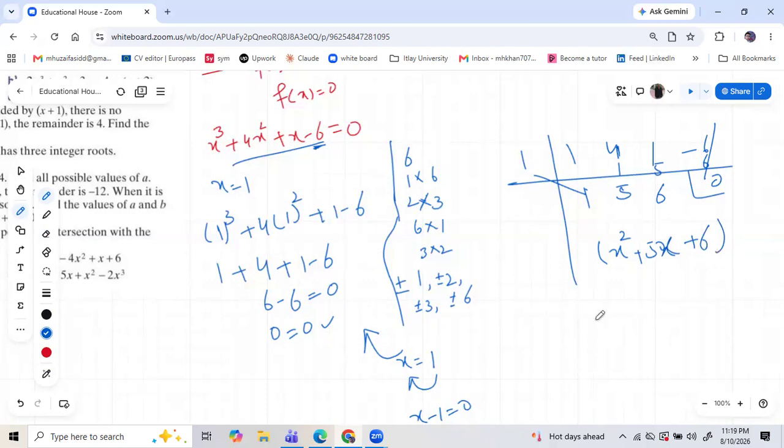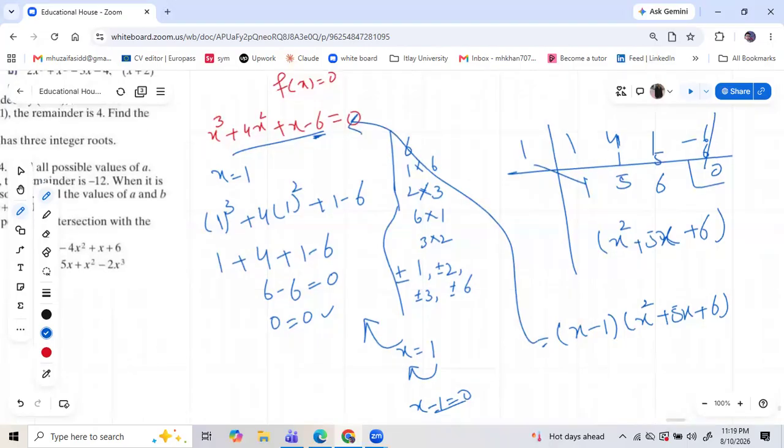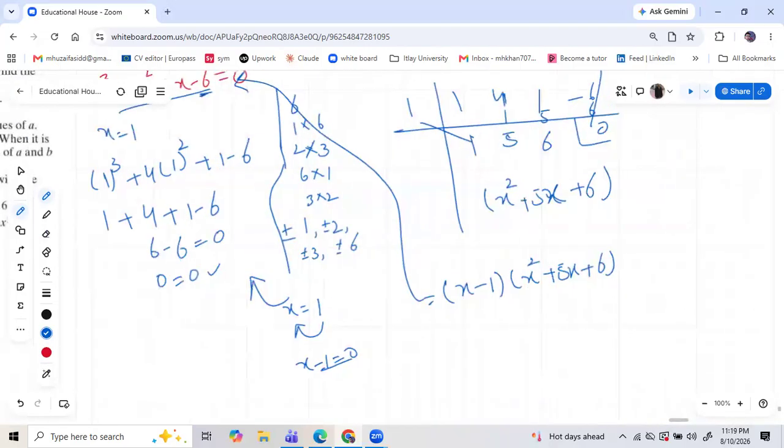So what is the factor? We are using synthetic division, and our factor is x minus 1. So I'm writing x cube plus 4 x square plus x minus 6 is equal to x minus 1 times x square plus 5 x plus 6. So basically it is equal to that equation. Okay, can you get it? Yes, got it, sir.